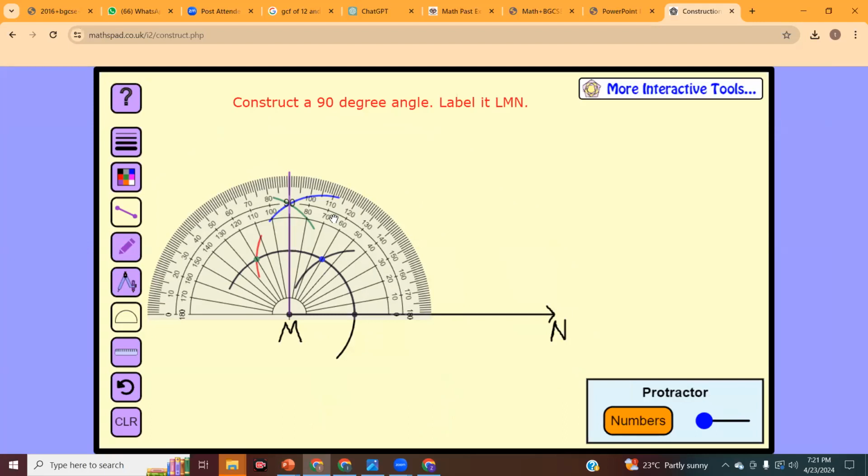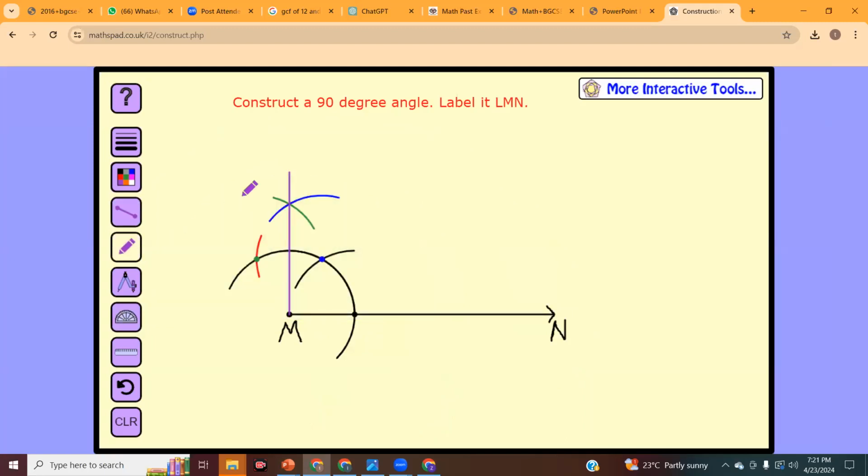We're gonna call this L. So now we have LMN. Okay. Now we're gonna label this 90 degrees. What shape could we use to demonstrate that it's 90 degrees? A square. A square indicates that it's 90 degrees. All right.